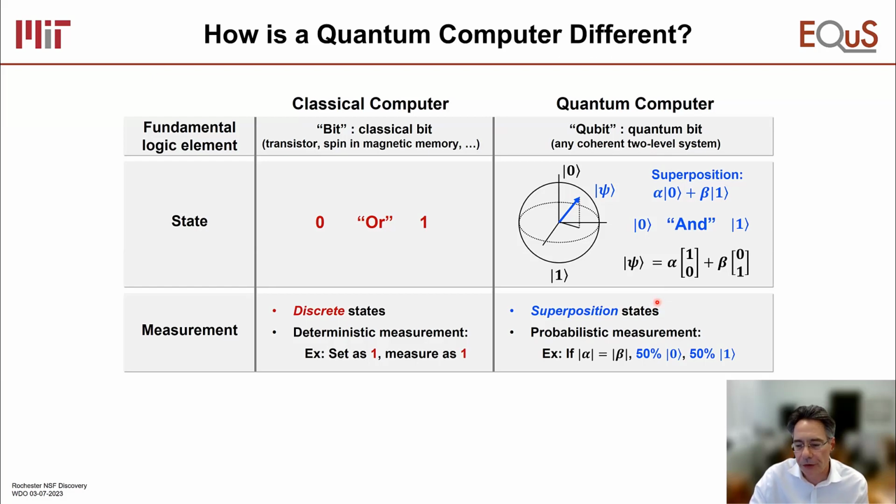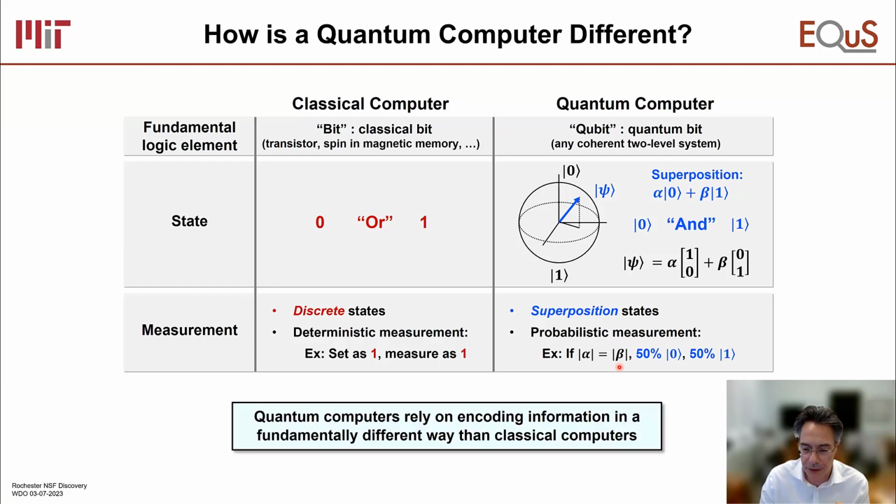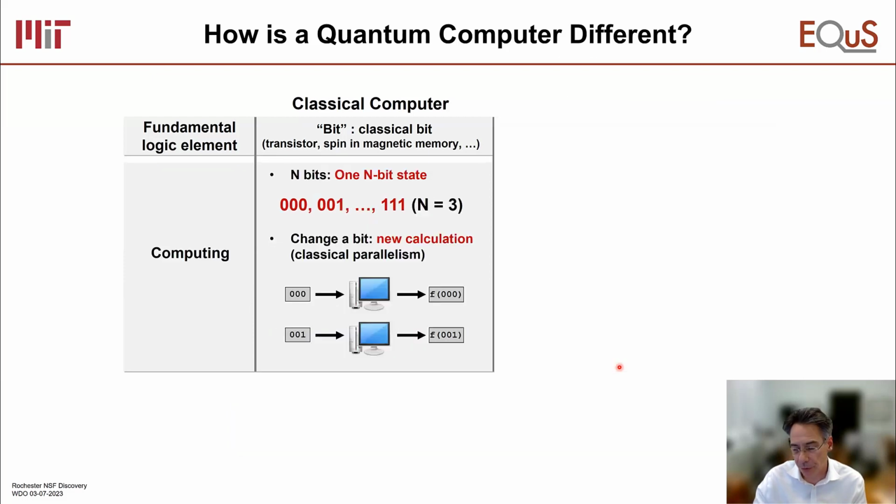And one consequence is that if you go to measure this state, the measurement results in a classical result, but it's probabilistic. So for example, if you're on the equator where the magnitude of alpha equals the magnitude of beta, then 50% of the time you're going to measure a 0, and 50% of the time you're going to measure a 1. It's the purest form of randomness that we know of today. And so what this means is that quantum computers rely on encoding information in a fundamentally different way than classical computers. And this has, of course, consequences.